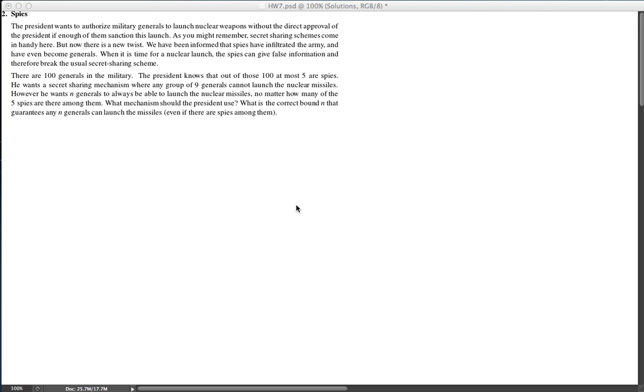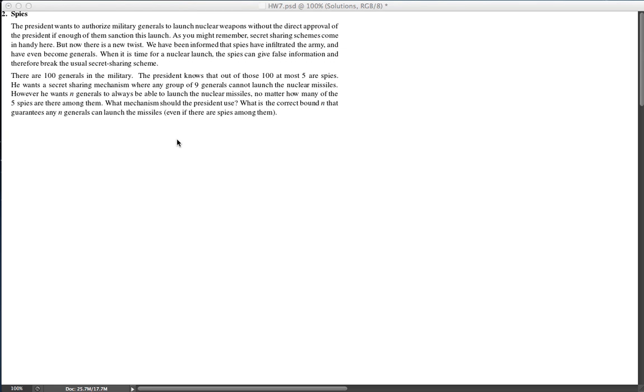Okay, problem 2. So in this problem we want to design an algorithm for the president to basically give some shares to 100 generals in the military such that not any 9 of them can launch the missile, the nuclear missile. So not 9 generals can be able to get the secret key, but we can think of 10 truthful generals to be able to launch the missile.